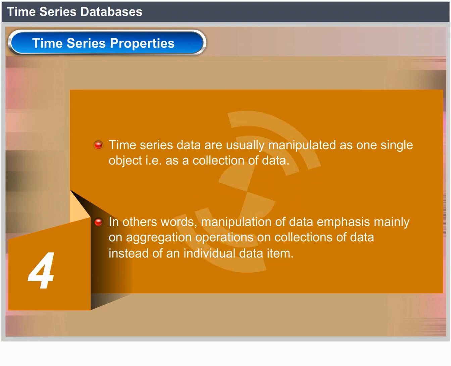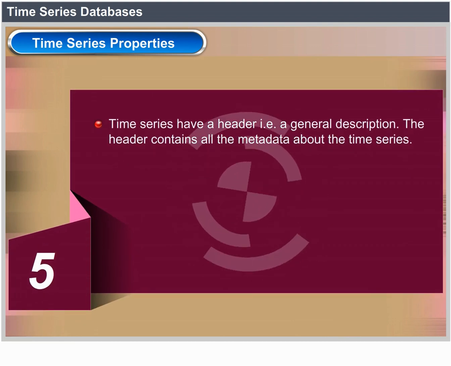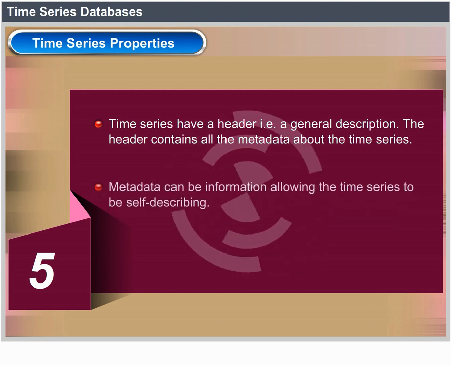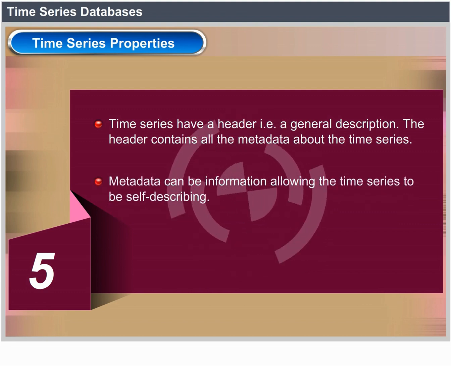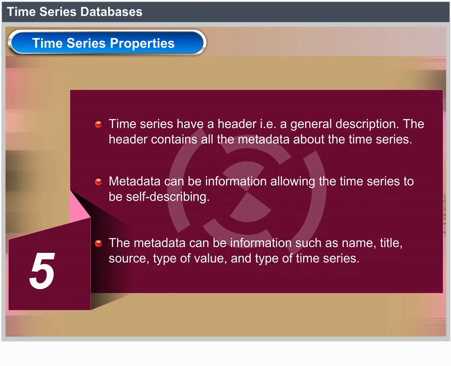Time series have a header, that is, a general description. The header contains all the metadata about the time series. Metadata can be information which allows the time series to be self-describing. The metadata can be information such as name, title, source, type of value, and type of time series.